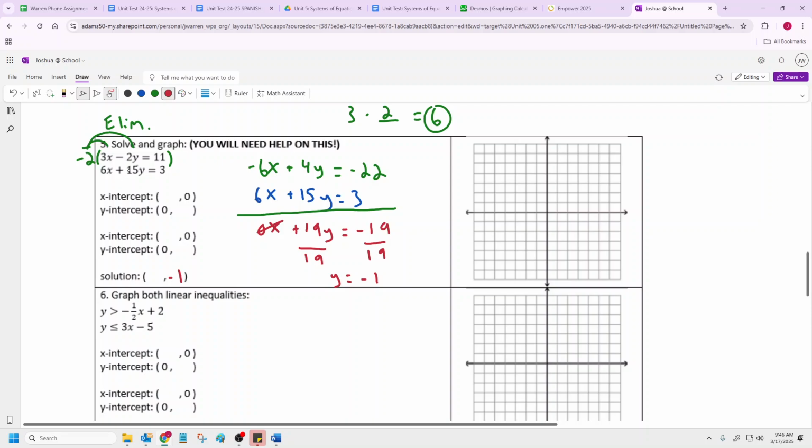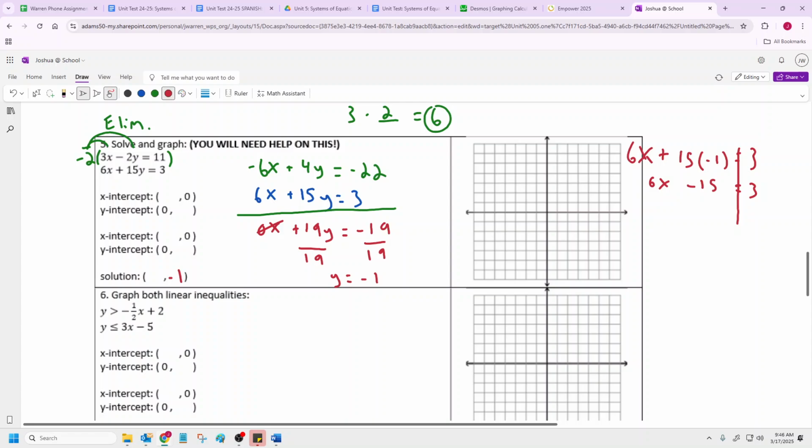Now I can go back and use any equation I want to solve for x. I'm going to go ahead and just use the second equation. 6x plus, remember, 15 times what does my y equal for my solution? Negative 1. So make sure you draw those parentheses in. And then equals 3. So 6x, 15 times negative 1 is negative 15, equals 3.